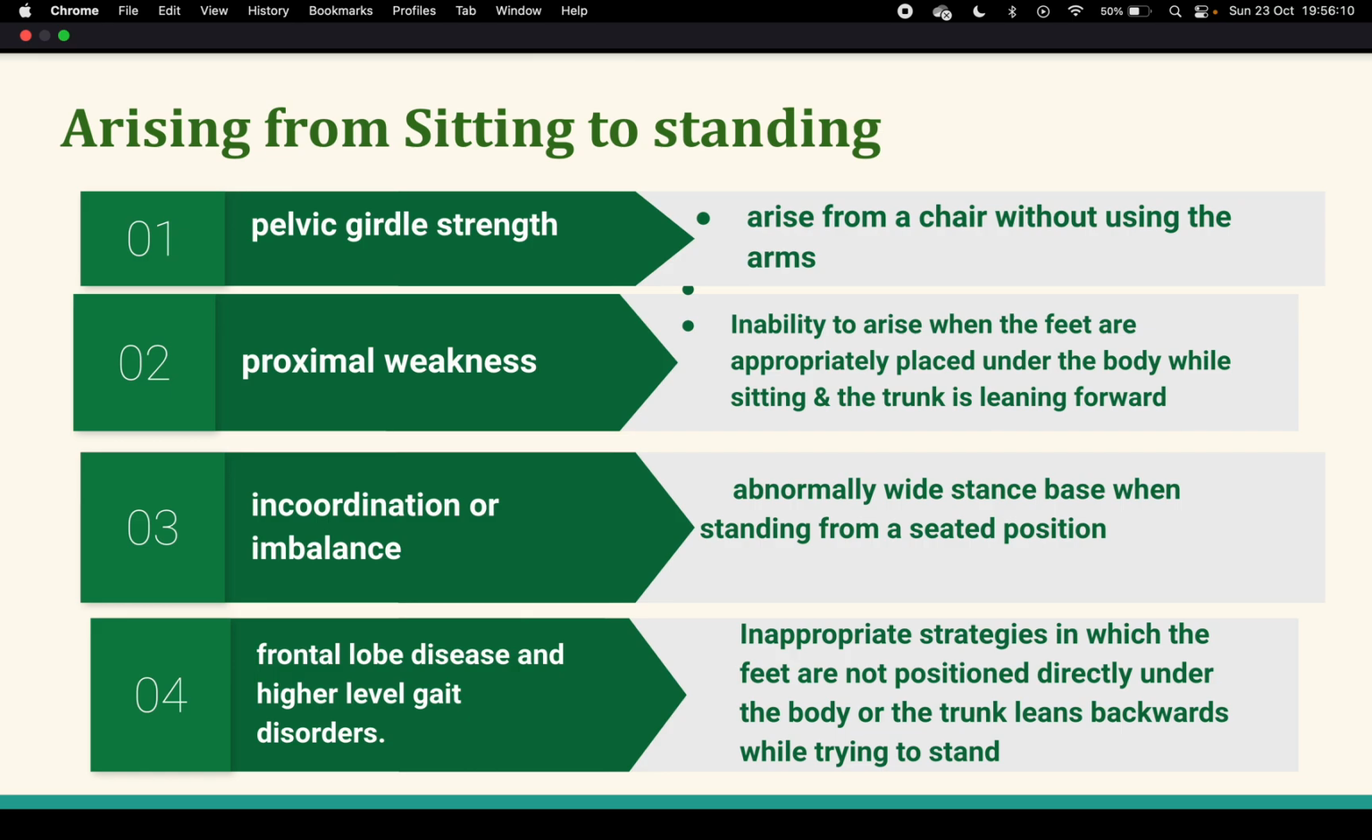If there is incontinence or imbalance, he takes a wide stance base when he is standing from a seated position. If there is any frontal lobe disease and a higher level gait disorder, there are inappropriate strategies in which the feet are not positioned directly under the body or trunk, or the trunk leans backwards rather than forwards when trying to stand.